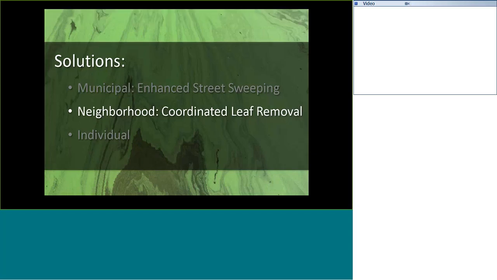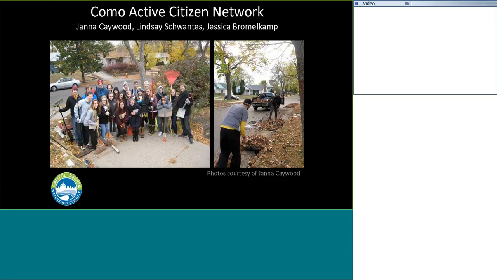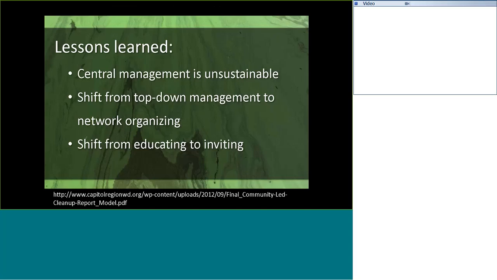So I just wanted to touch really briefly on neighborhood coordinated leaf removal efforts. So this is a more decentralized way of managing litter fall in streets, and I want to highlight an example of this. This is the Como Active Citizen Network, which was organized by Janet Haywood in collaboration with Lindsay Schwantes and Jessica Brommelkamp from Capital Region Watershed District, where basically they have organized neighbors to come together to augment the city's street sweeping program. And they just produced a report, and I've included a link at the bottom here where you can access this report, but I wanted to summarize some of the lessons that they've learned from this effort.